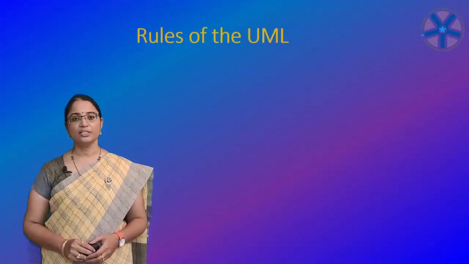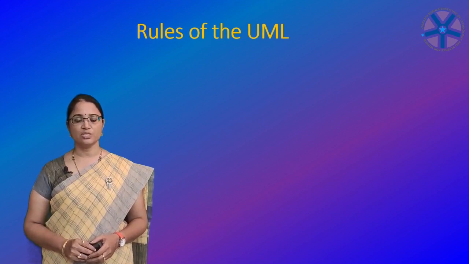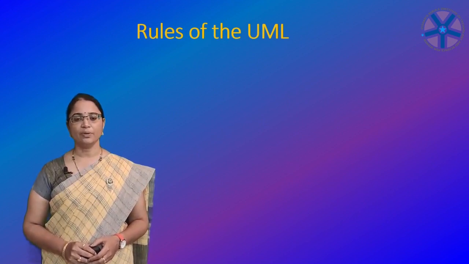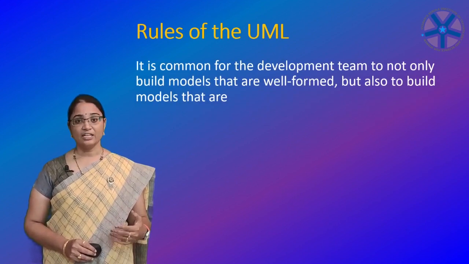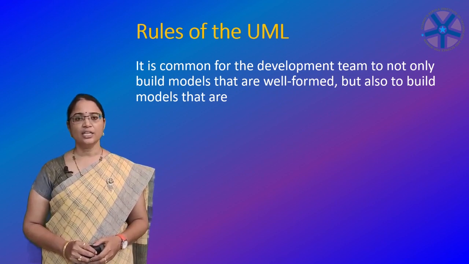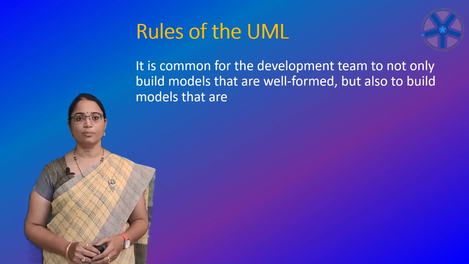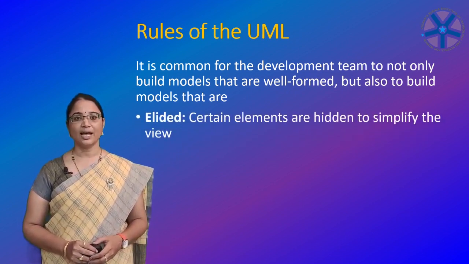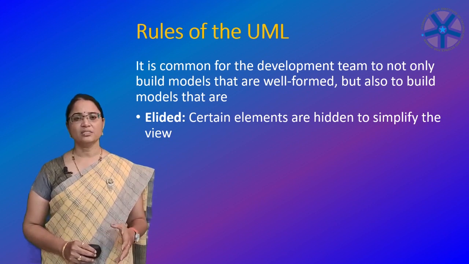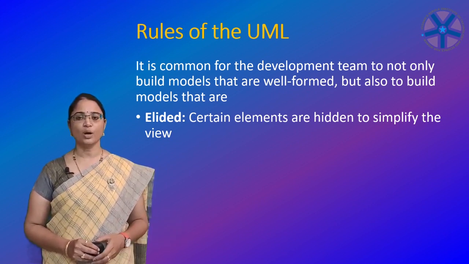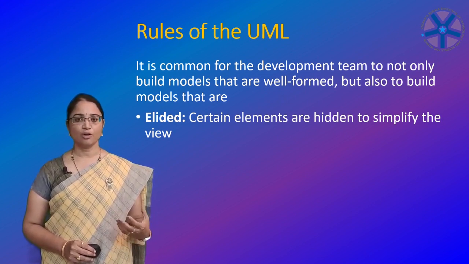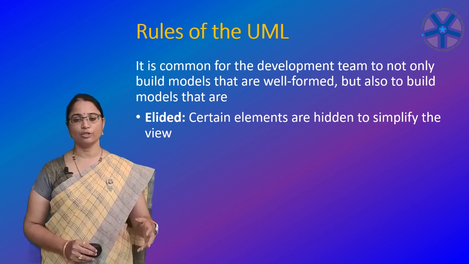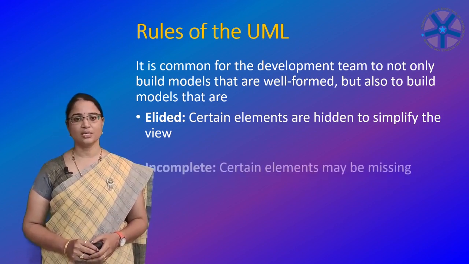Models built during the development of a software-intensive system tend to evolve and may be viewed by many stakeholders in different ways and at different times. For this reason, it is common for the development team to not only build models that are well formed but also to build models that are elided. It means certain elements are hidden to simplify the view. We need to hide some elements so that it will simplify the view. We need to simplify the complex model to look at it in a simpler way according to the audience. So we use this elided.